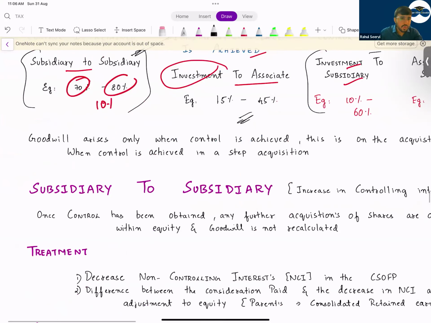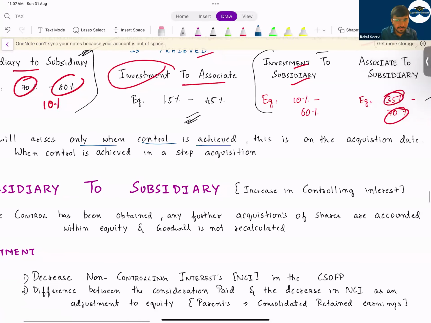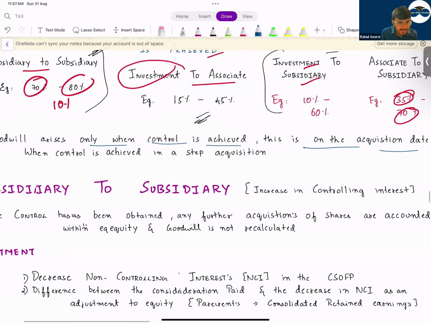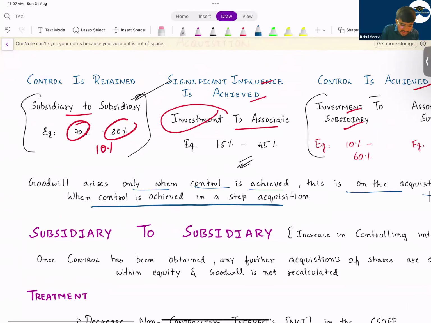Now see here now. When will we calculate goodwill? We only calculate goodwill when we have control. Goodwill arises only when control is achieved. This is on the acquisition date when the control is achieved in step acquisition. When control is achieved. Can I say here is control achieved or do we have control already? We already have control here. Understand that.